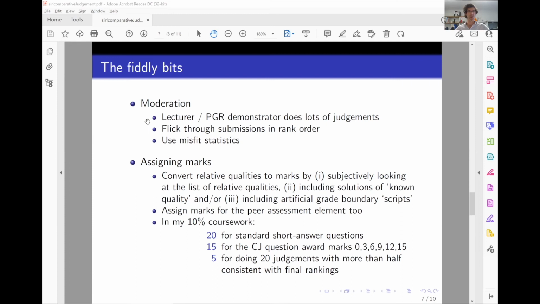There's some moderation involved, so we can have a lecturer or postgraduate demonstrator doing lots of judgments to check that everything comes out all right. We have misfit statistics, which allow us to identify submissions which don't really fit, which we might need to give a little bit of manual attention to. Misfit statistics can also allow us to identify judges who are not behaving consistently with everyone else. So we can identify students that weren't taking the peer assessment very seriously as well. And then there's a whole lot of arbitrariness in how we decide to assign marks.